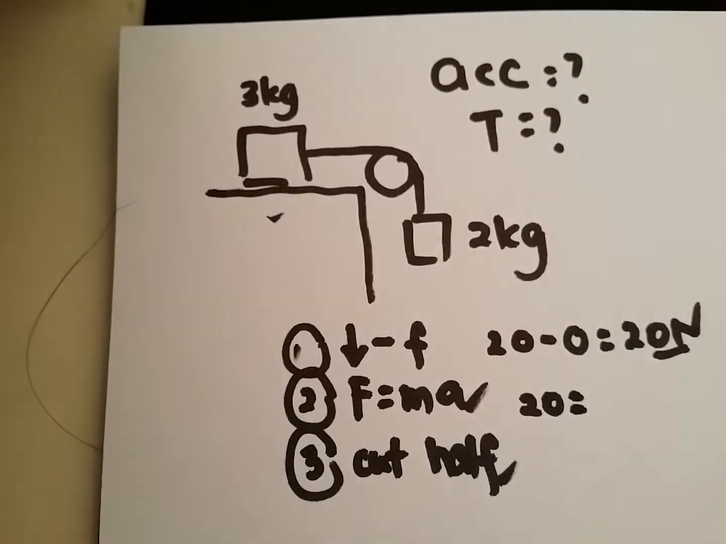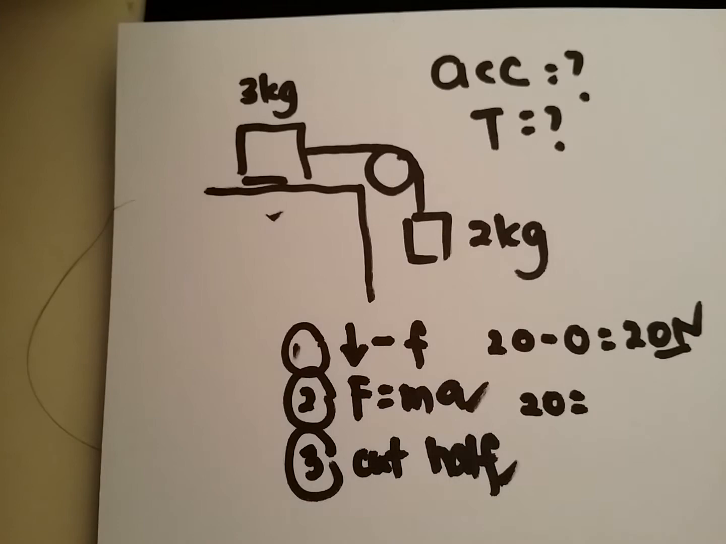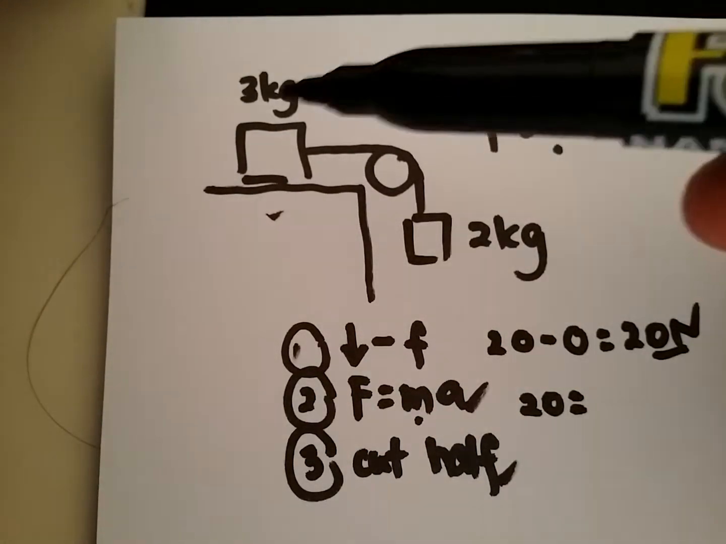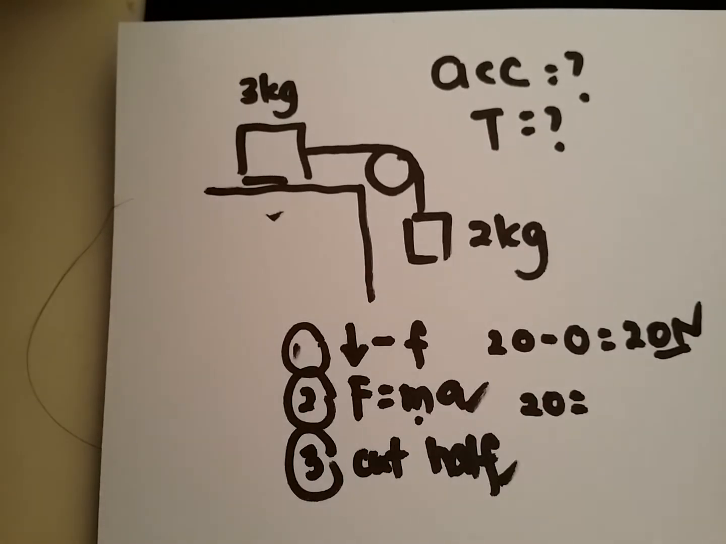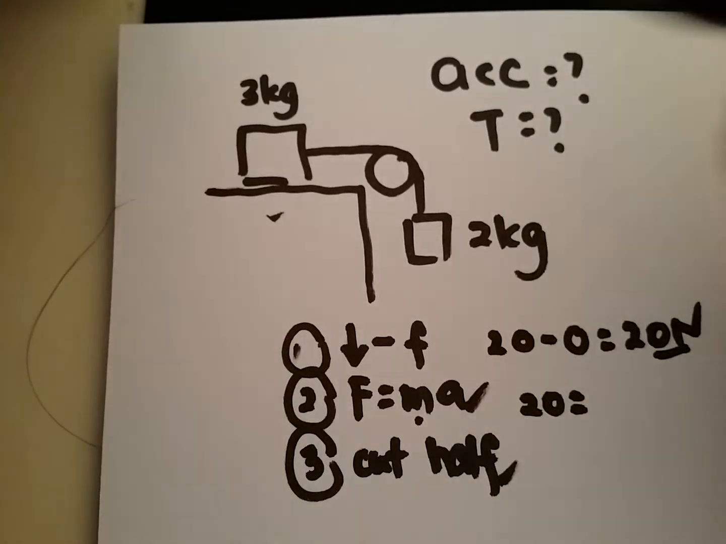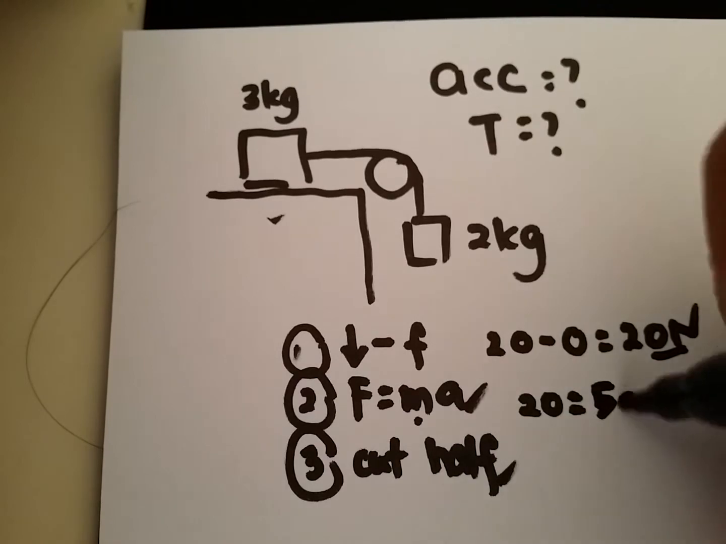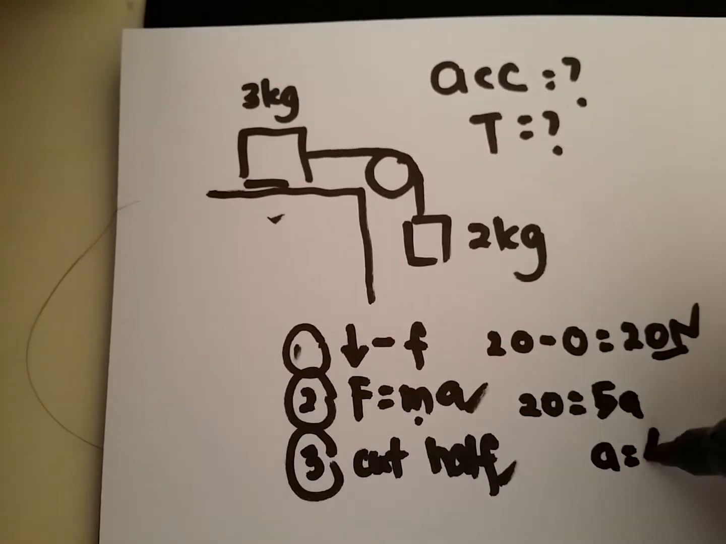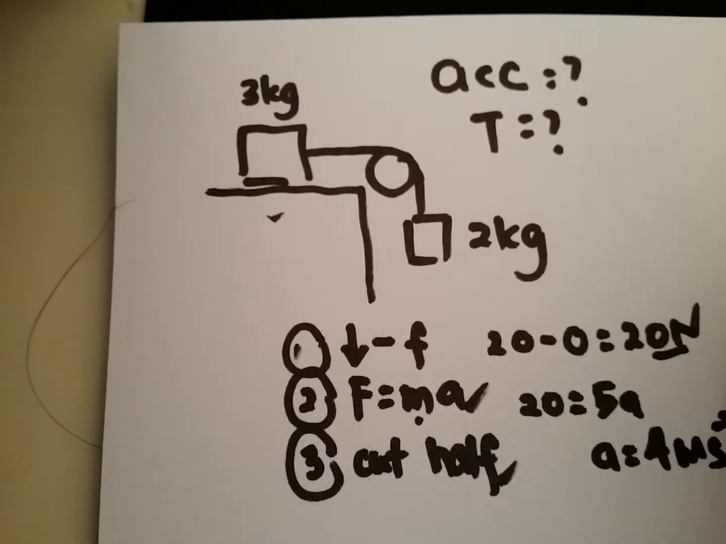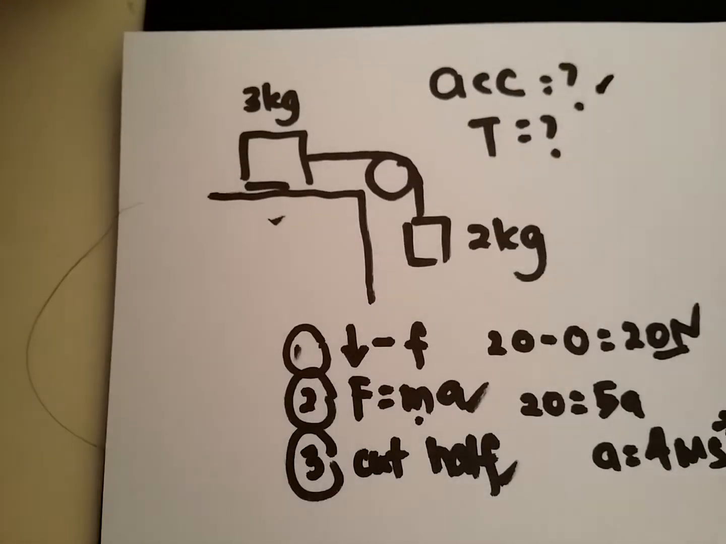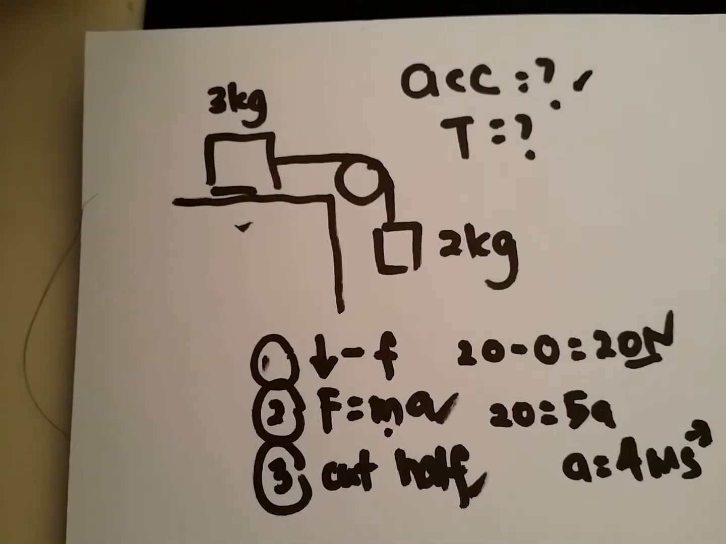And F equals MA will include this force, which is the resultant force, so 20 equals the mass times A. The mass over here is the sum of both masses in this system. So you will be able to calculate 3 plus 2, which equals 5A, where A will give you 4 ms^-2. So I've already calculated my acceleration.